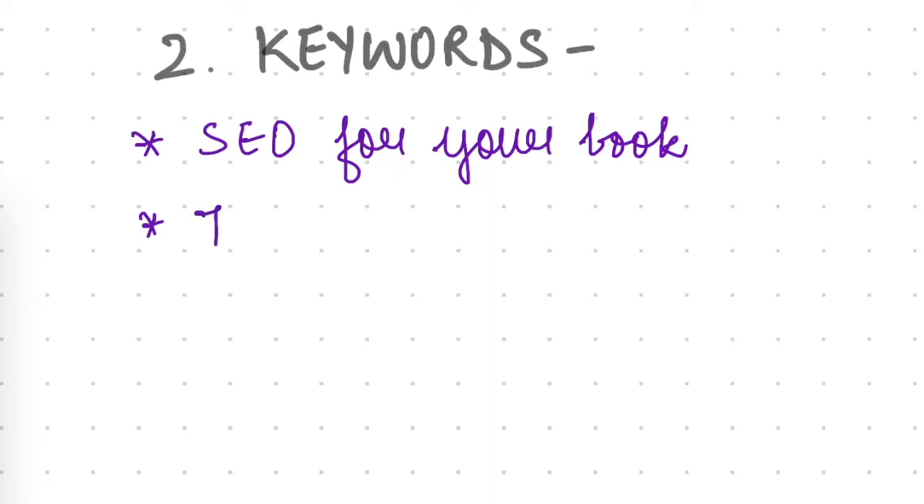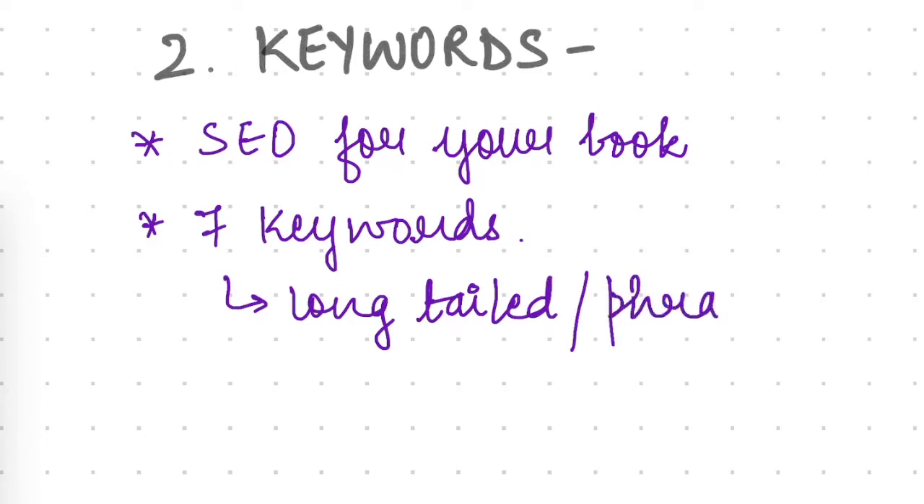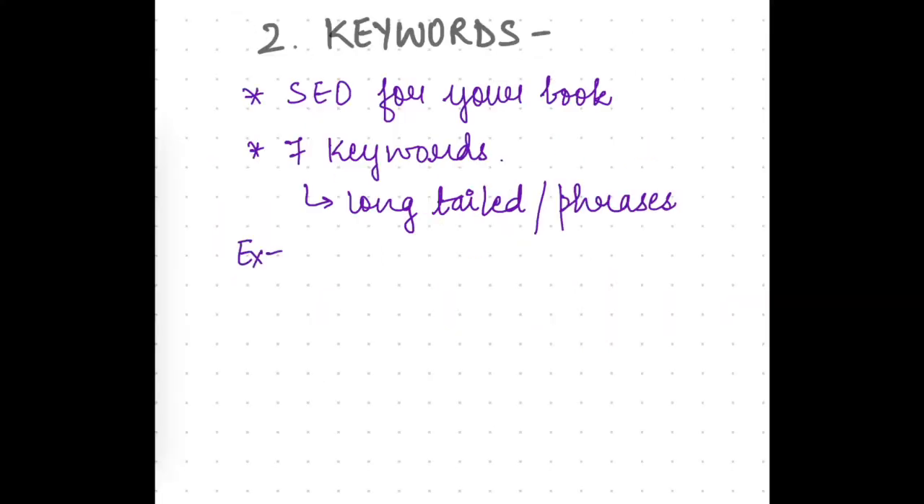In case of Amazon, you get 7 keywords to select and display your book with. Now, these 7 keywords are not supposed to be just a single word or 2 words. In this case, you get 50 characters, and so you have a chance to write long tailed keywords as well in Amazon. So, for example, a long tailed keyword or a phrase that I'm using here is love poem book for her.